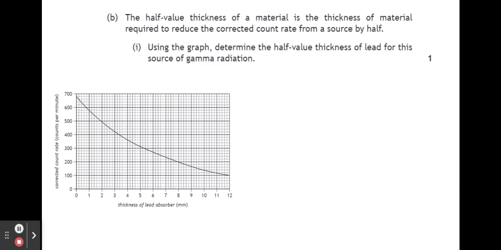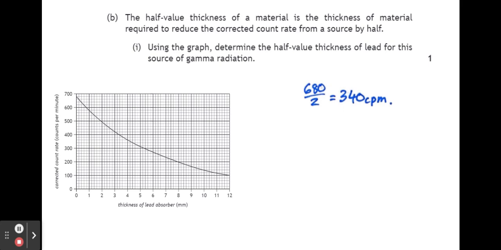The half-value thickness of a material is the thickness of material required to reduce the corrected count rate from a source by half. Using the graph, determine the half-value thickness of lead for this source of gamma radiation. So what we need to do is notice here that the initial count rate with no lead in place is 680 counts per minute. Therefore, to drop it to half of the count rate, that is a drop from 680 down to 340 counts per minute.